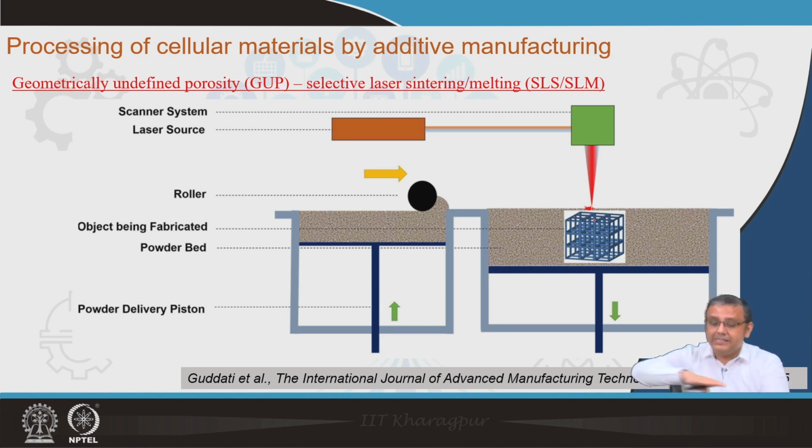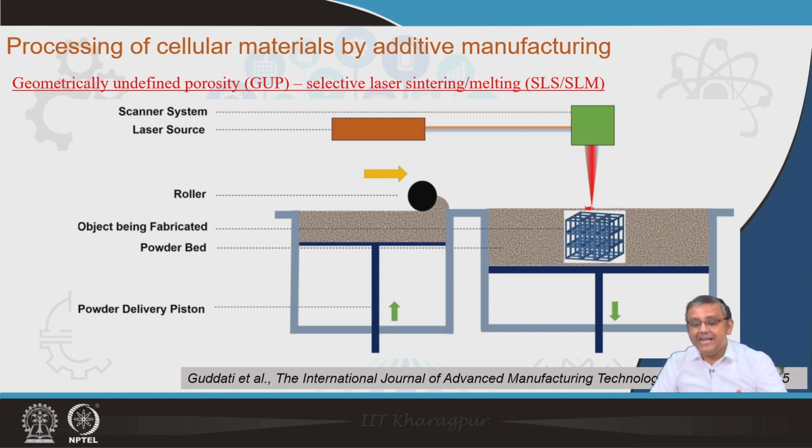Then this powder, or whatever powder is to be used for fabricating this porous material, is laid on the table, and this laser beam moves around on the powder bed, following the initial design which has been fed to the system. After the initial layer has been deposited, the platform moves down by one layer, the next layer of powder is fed, and this whole process is repeated until we obtain the final stage.